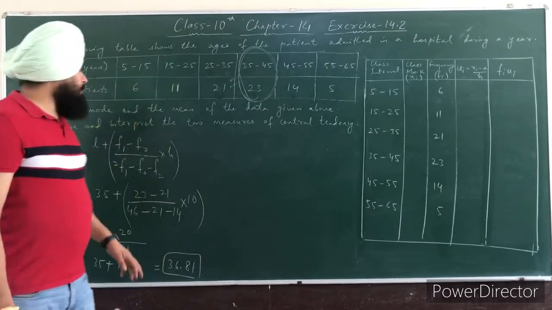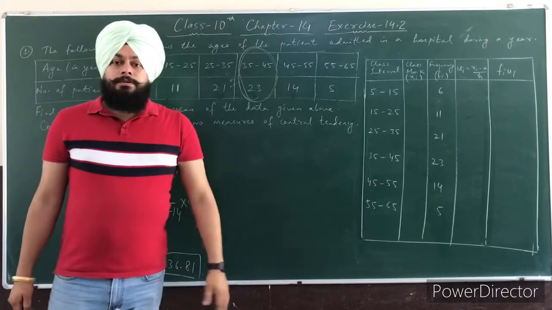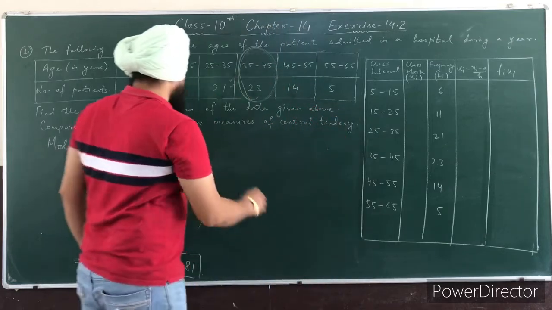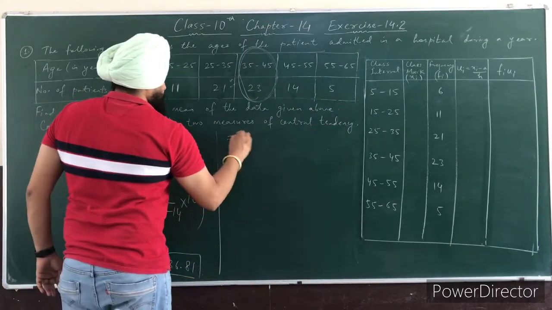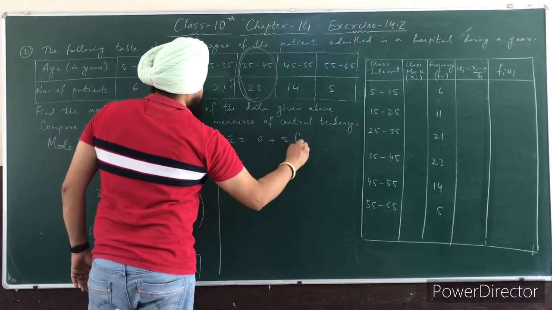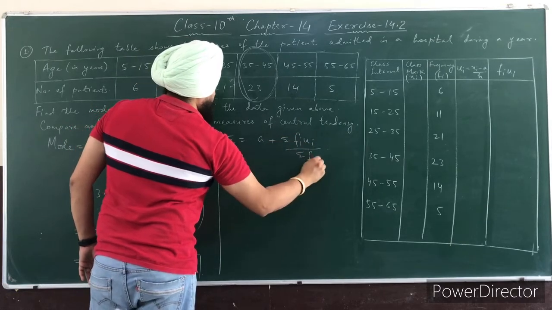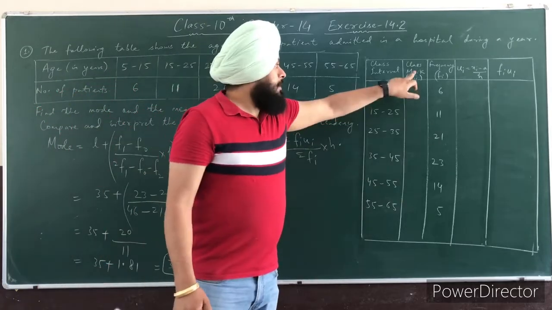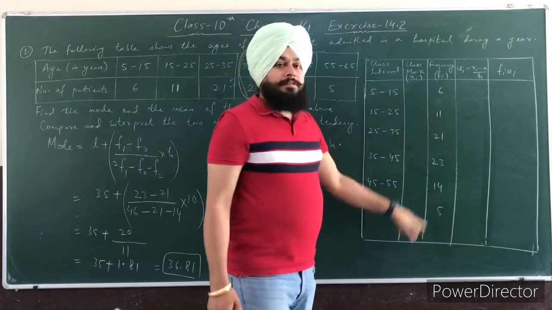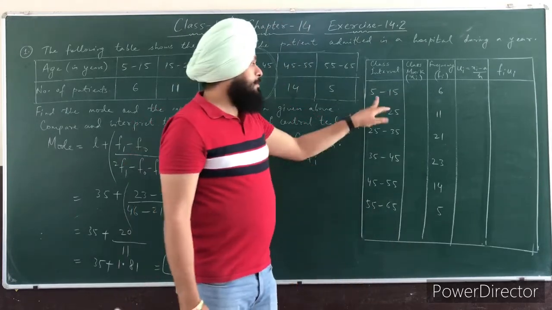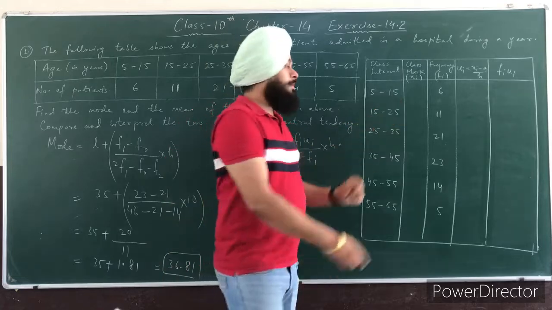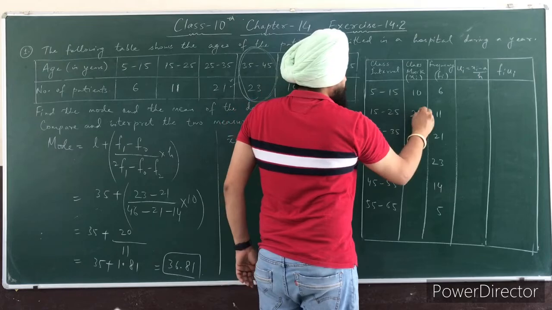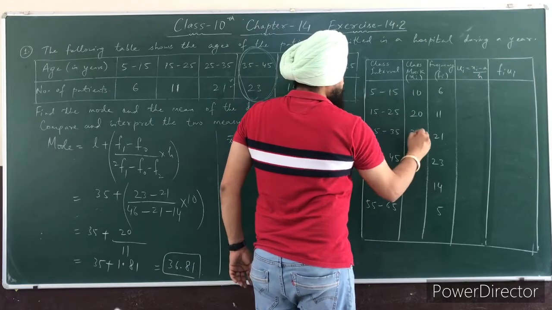Now we have to find the mean of the data. To find the mean we have to apply the step deviation method. In the step deviation method, we first find the class mark. Class mark is the average of the lower class limit and upper class limit. So 5 plus 15 is 20, 20 by 2 is 10. 15 plus 25 is 40, 40 by 2 is 20. Next is 30.